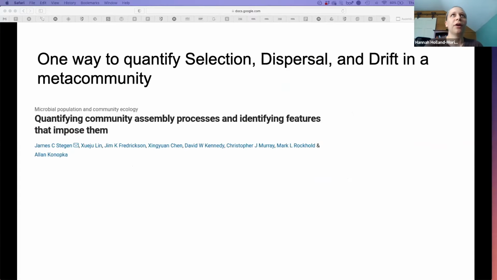Okay, next slide, please. So how do we quantify these things? One way to quantify them, and there are many ways, is this method that's very closely linked to these four processes, which was developed by James Stegen and colleagues. Next slide, please.